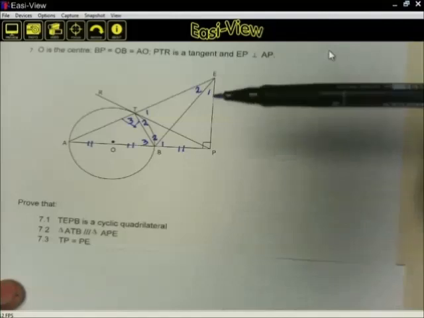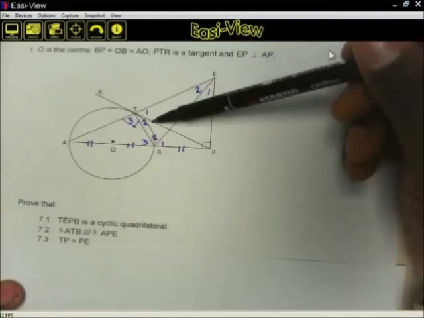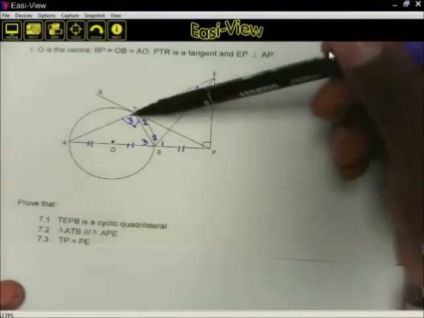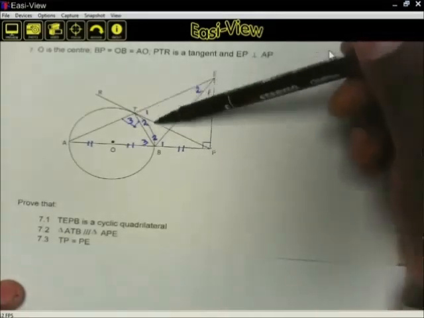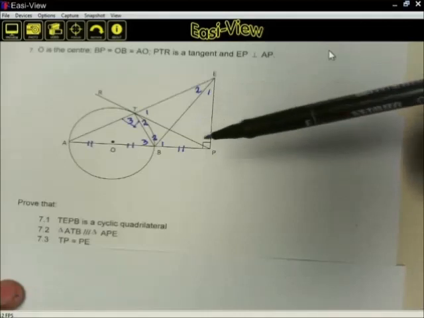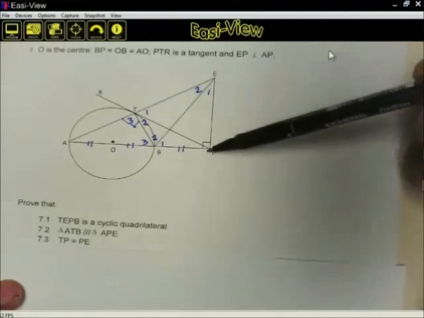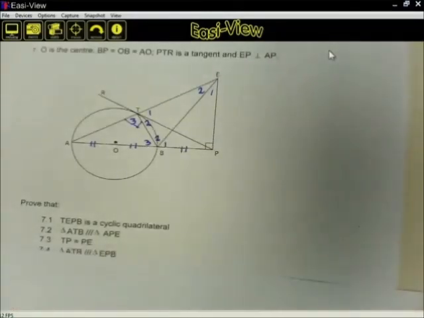We've got our target at the moment. We need to prove that angle T1, look at where T1 is. TP, TP, PE. T1 must be equal to E, the whole of angle E. And remember, we have proven that TEPB is a cyclic quad.